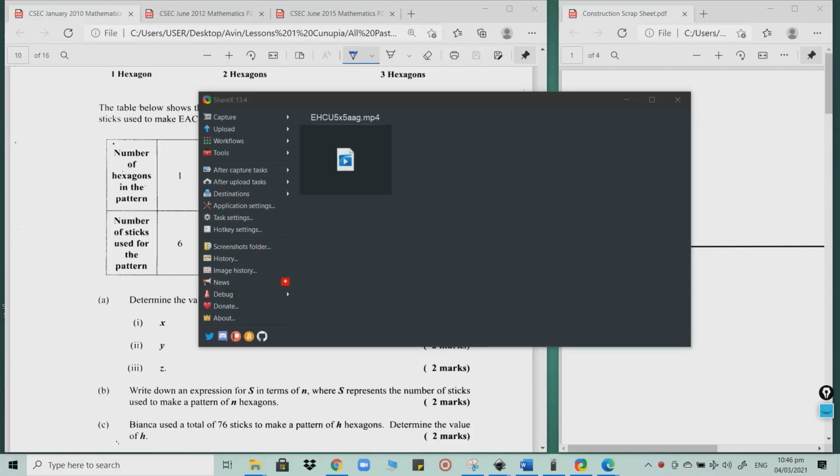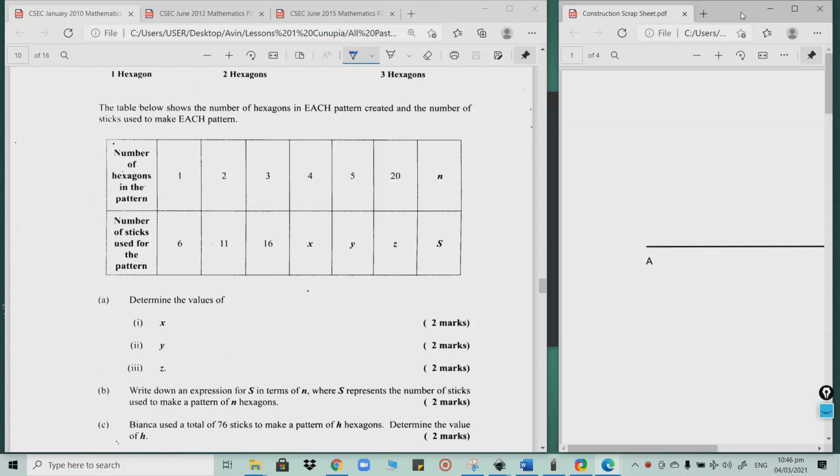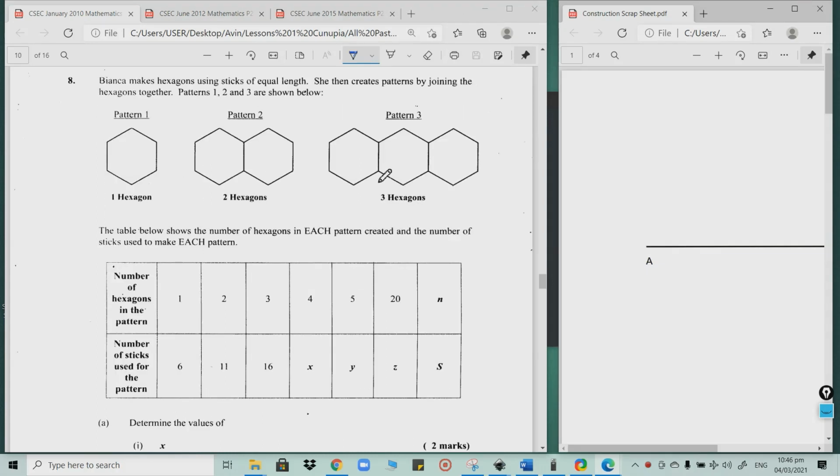So let's try a past paper question here with sequences. Let's scroll up here. All right. So apparently there's a hexagon in pattern 1 here. Right, so you have one hexagon here. Apparently we're using sticks to create the pattern of the hexagon.